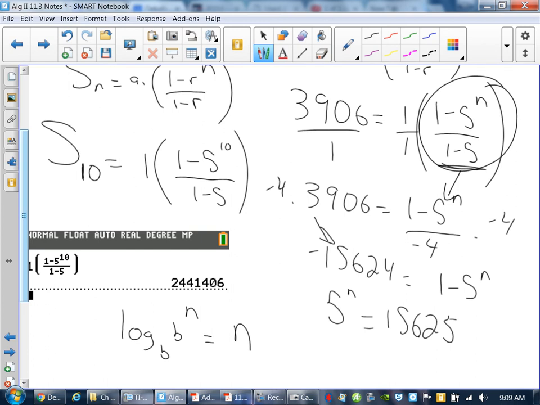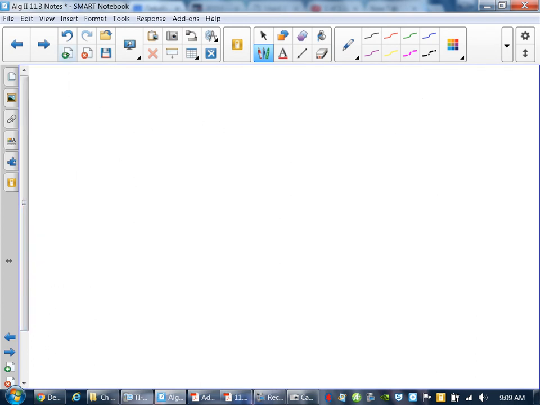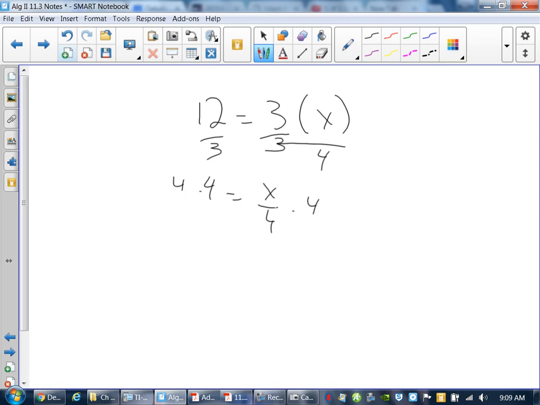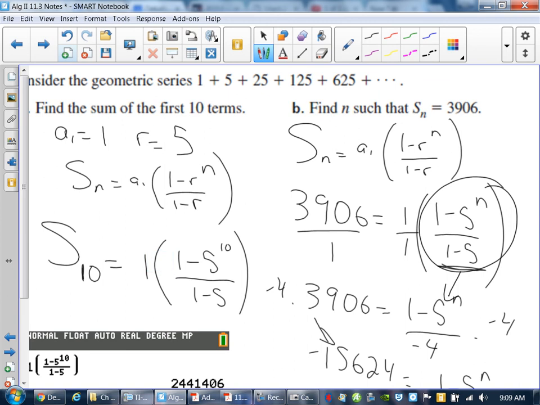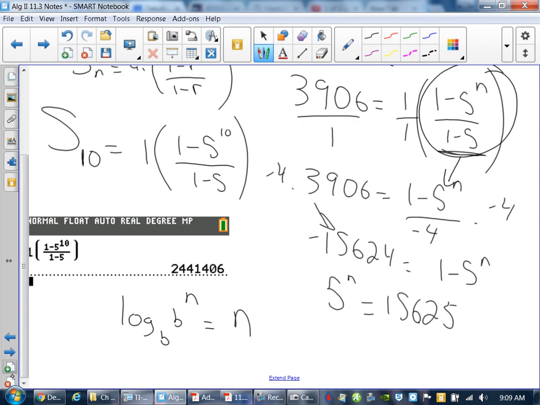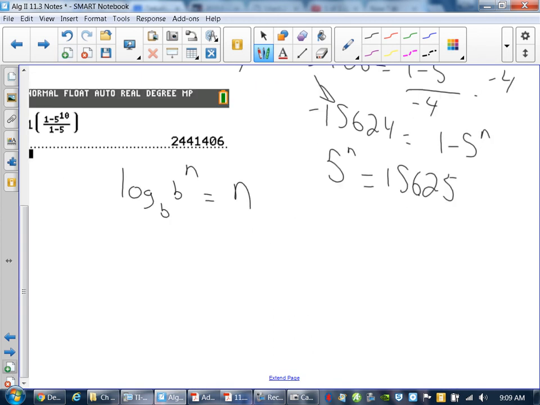Okay? Think of it this way. Isn't this the same thing as saying, I'm going to divide by 3 first, and then multiply by 4? That's all I'm doing. It just looks weird because there was a 1. To get this to drop, he's got to take a log base 5 on both sides.